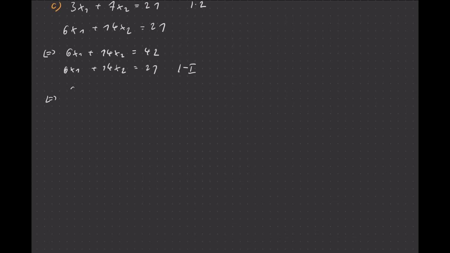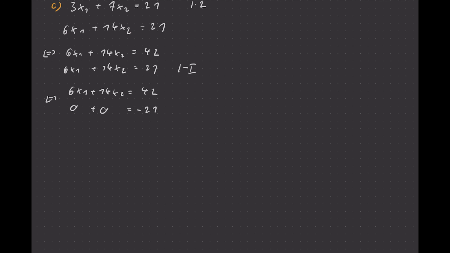And what that yields is 6x1 plus 14x2 equals 42. The first equation, I'll just copy that. And the second one I get is, well, 6x1 minus 6x1 is 0. 14x2 minus 14x2 is 0. And for the right-hand side, 21 minus 42 is minus 21. So clearly we get 0 is equal to minus 21. And of course that is complete rubbish.